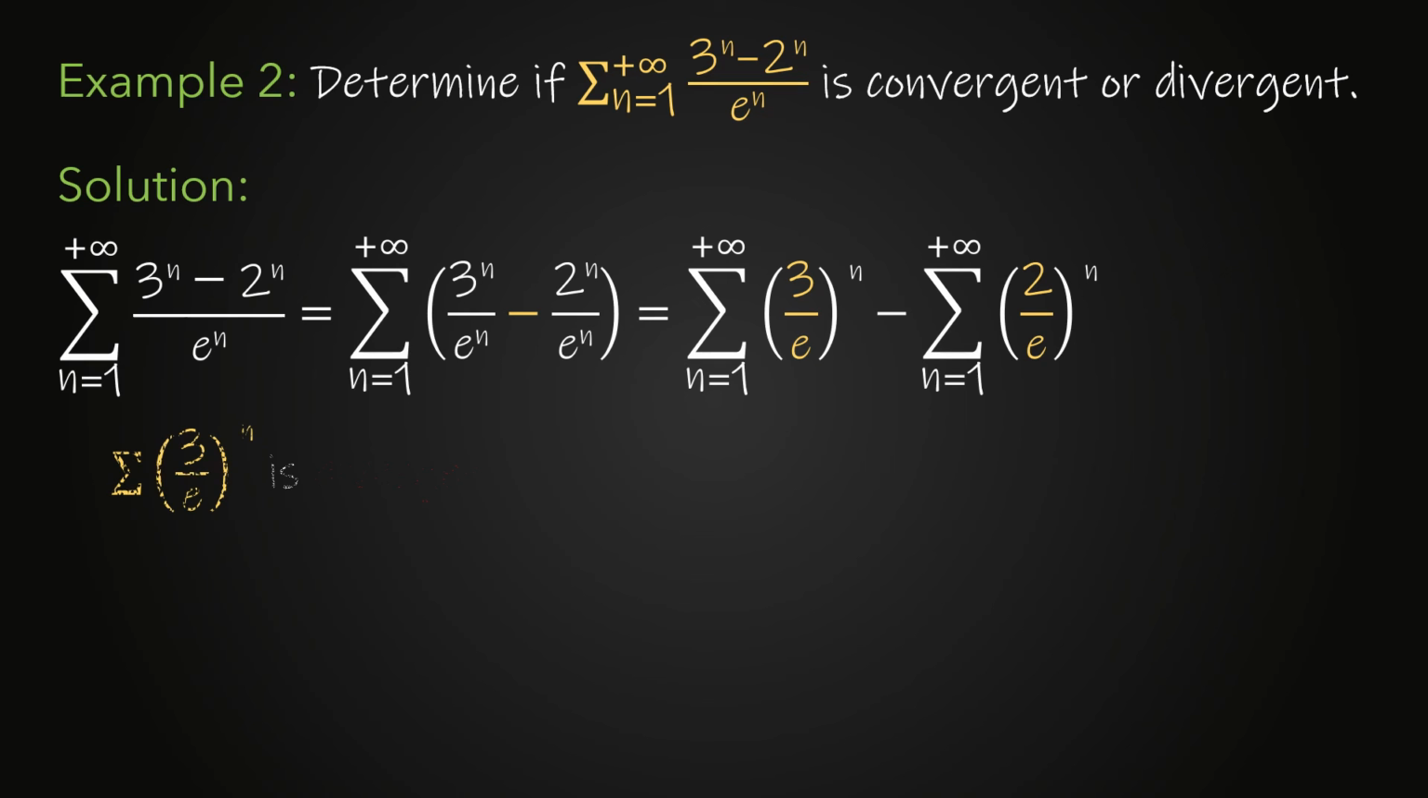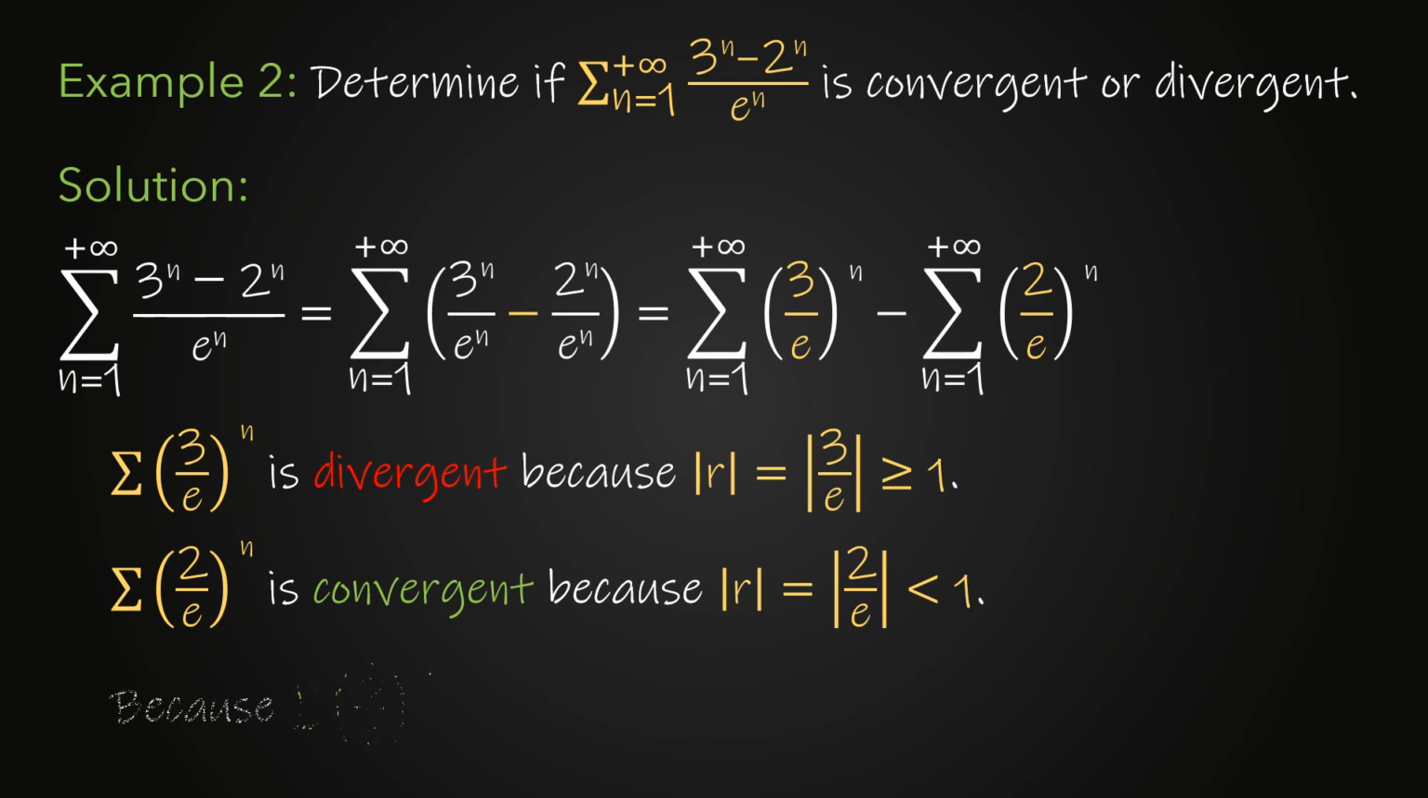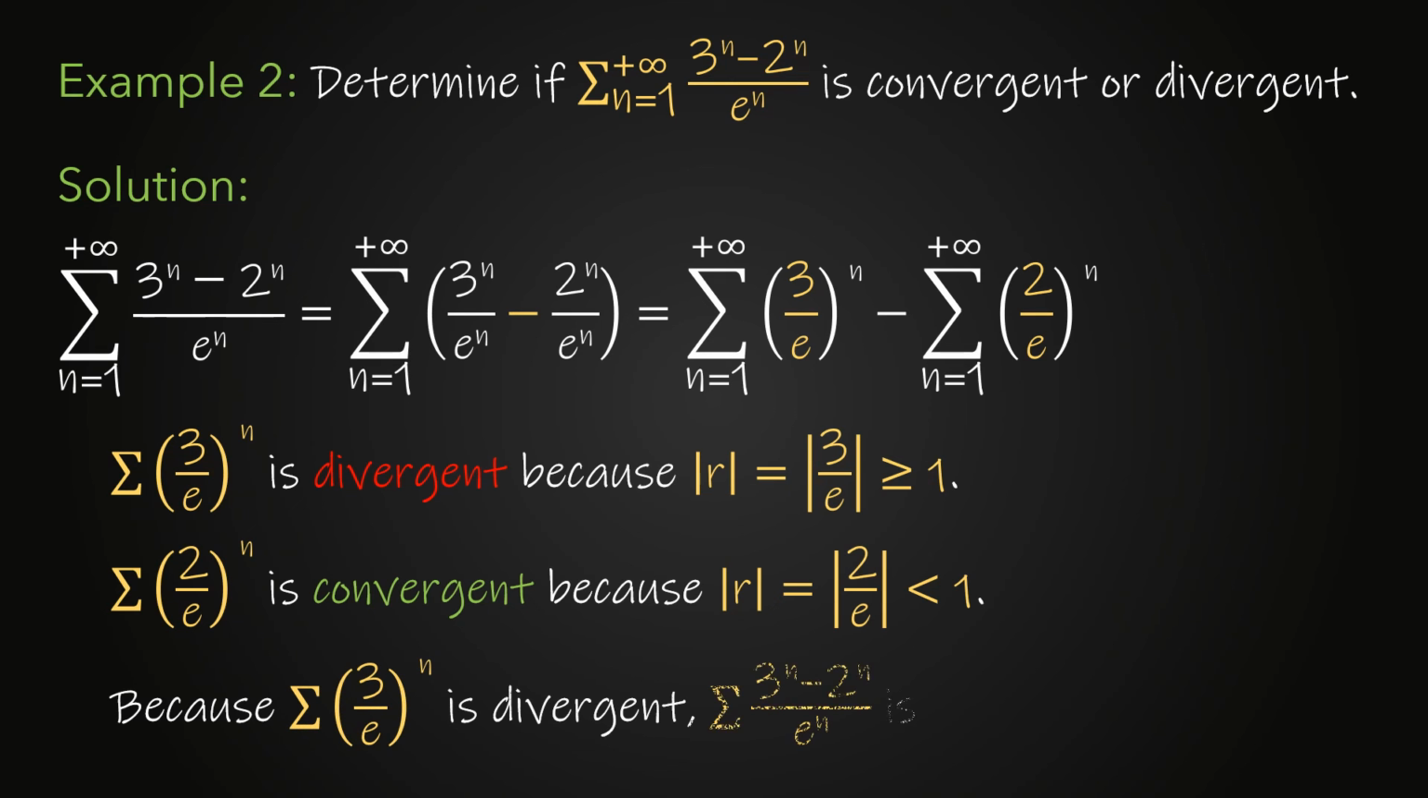The first series is a divergent geometric series because r is greater than or equal to 1, while the second series is a convergent geometric series because r is less than 1. Because one of the series is divergent, the difference of the two series is divergent.